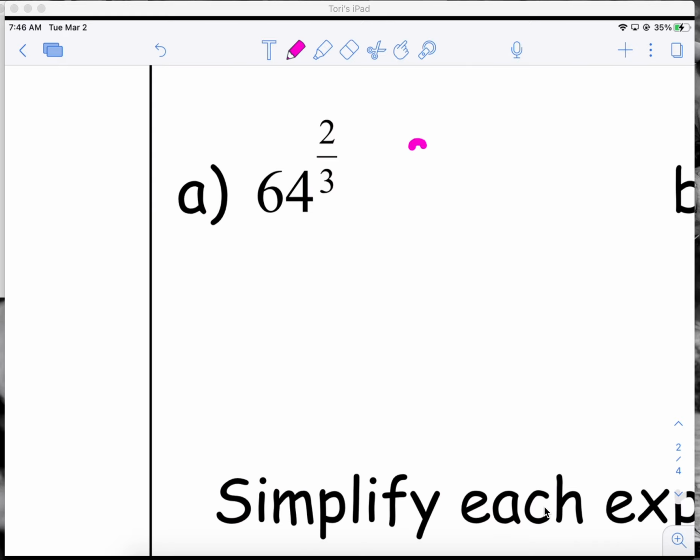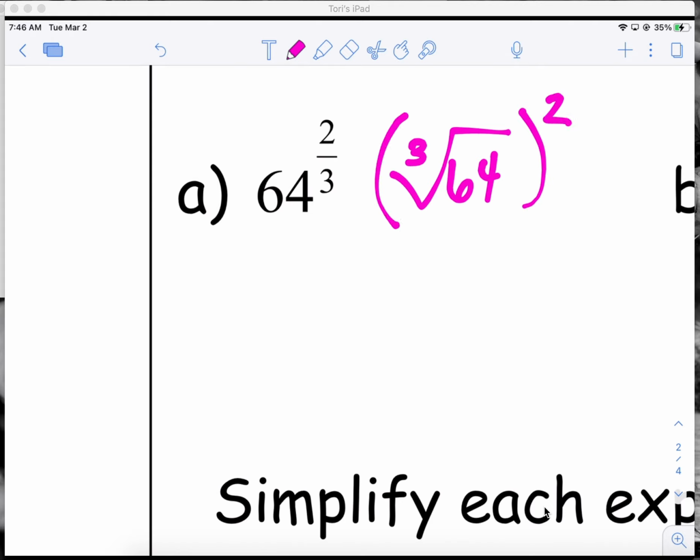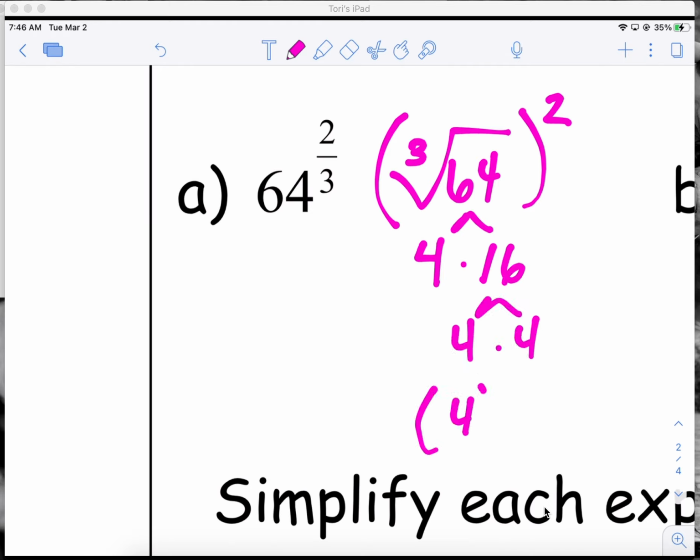So if I look at this, I say the cube root of 64. I'm going to make the number smaller before I square it. I'm not going to square 64 and then try to cube root that number, okay? All right, 64 is like 4 times 16, and then 4 times 4. So the cube root is 4, and then square it gives me 16. This is my final answer.